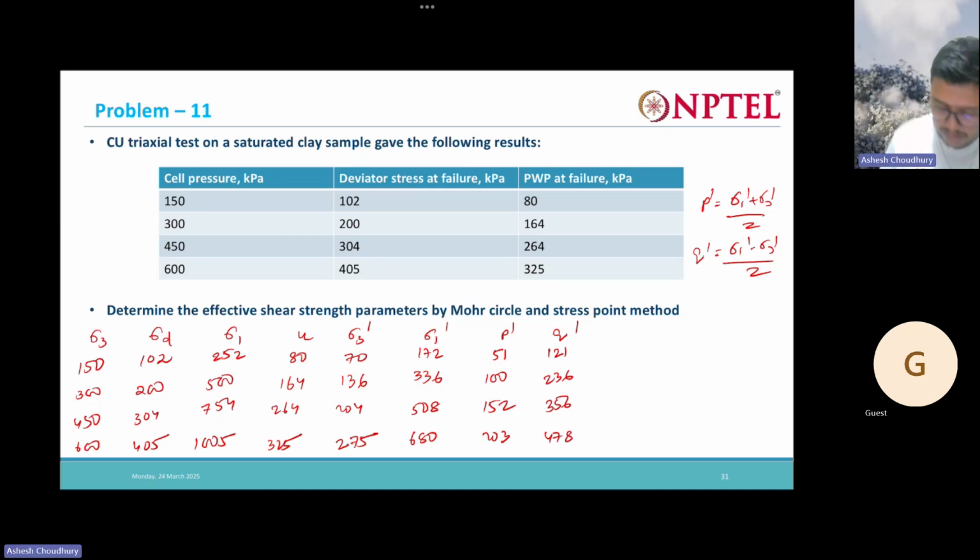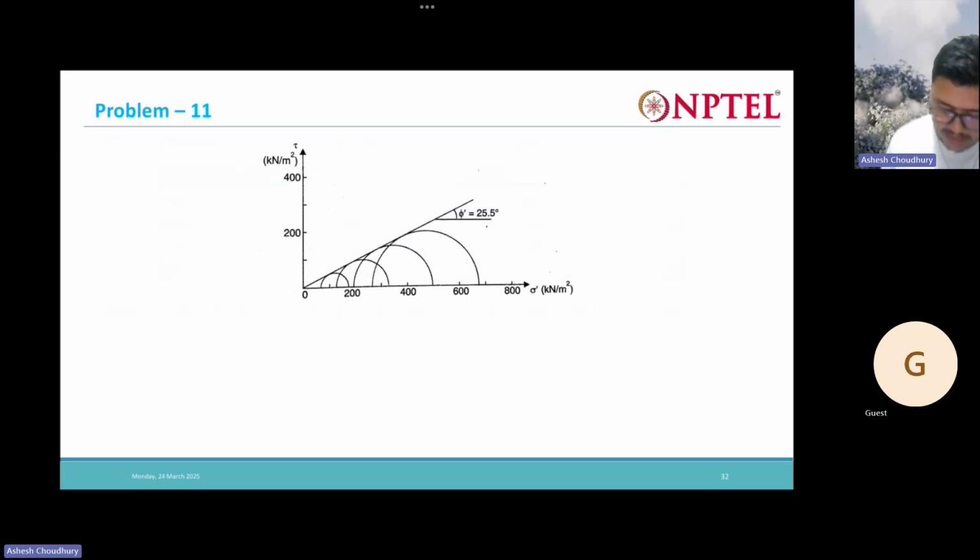Now, if you want to plot the Mohr circle, you will get something like this. Phi C is coming as 0, and your phi prime is coming as 25.5. Obviously, it's a normally consolidated clay, that's why you're getting C as 0. So C prime is 0 and my phi prime is coming at 25.2. So do this yourself once. On plain graph paper, plot all the circles, draw the tangent, and check whether you are getting the same values or not.